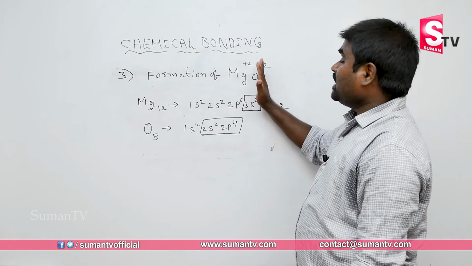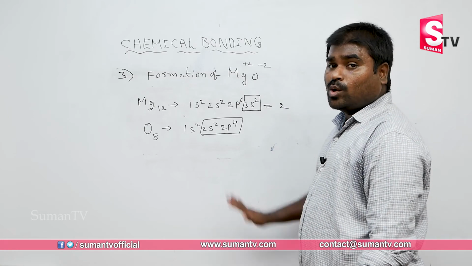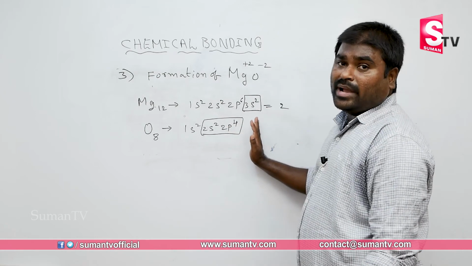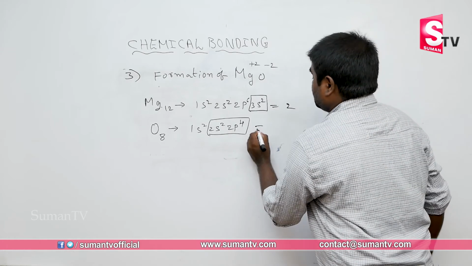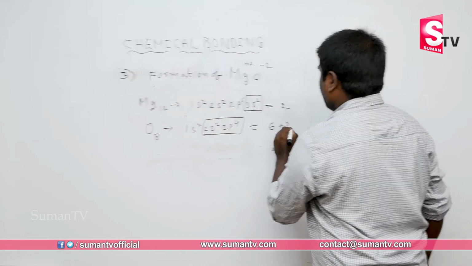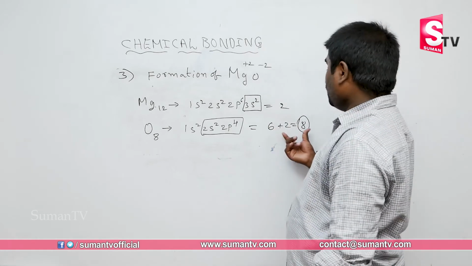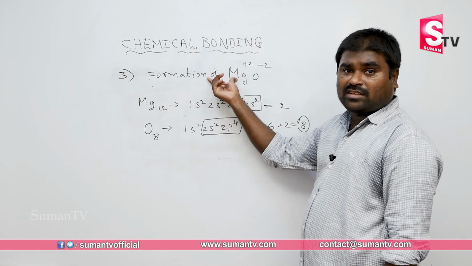Obviously it will take from magnesium. On the magnesium side, how many electrons are there? Only 2 electrons are there. Those 2 electrons will come and join here. Okay? Then here 6 are there. Those 6 plus 2, how much? 8. Then it becomes a stable compound.